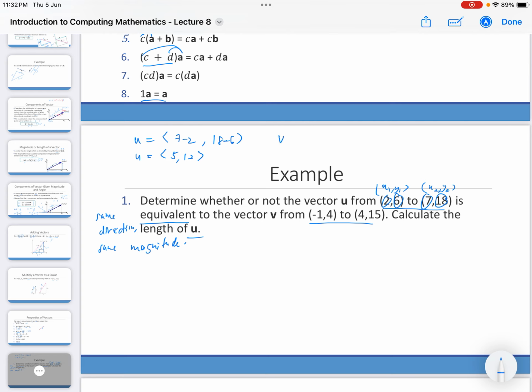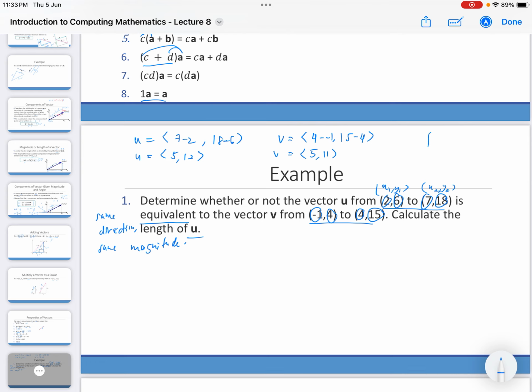And then for vector v, we can also find the components. The first component will be 4 minus negative 1, and the second component will be 15 minus 4. So we get vector v equals (5, 11). If you look at these two vectors, the components are not the same. Hence, we can conclude that these are not equivalent.